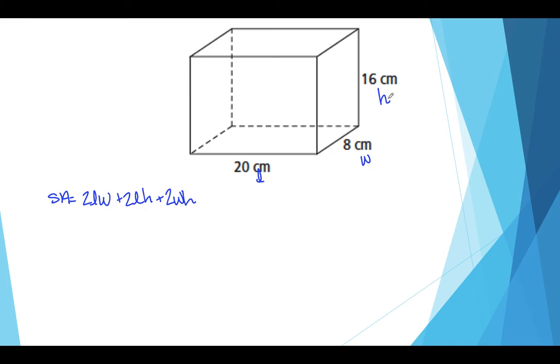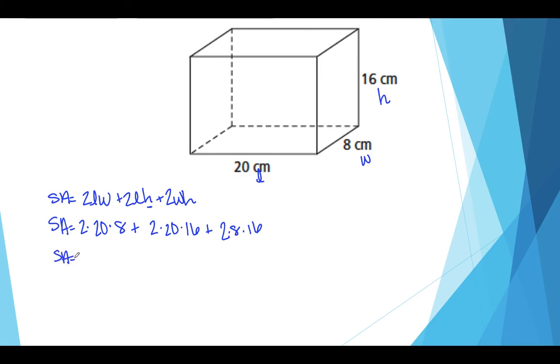Again, it doesn't really matter which number you label as length, width, or height, you're going to get the same answer. So SA, that's surface area, equals 2 times the length, which is 20, times the width, which is 8, plus 2 times the length again, which is 20, times this time the height, that's 16, plus 2 times the width, which is 8, times the height, which is 16.